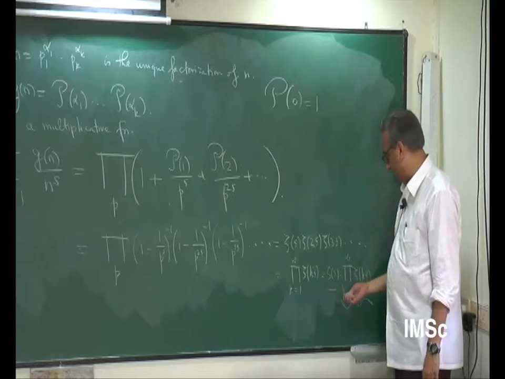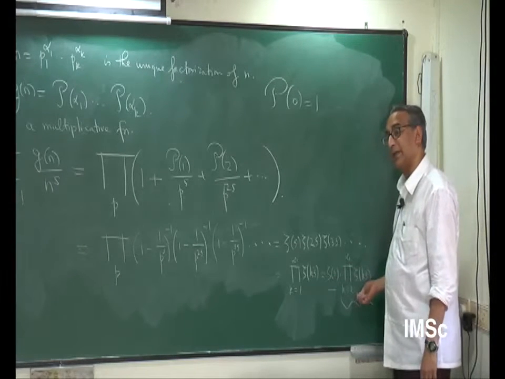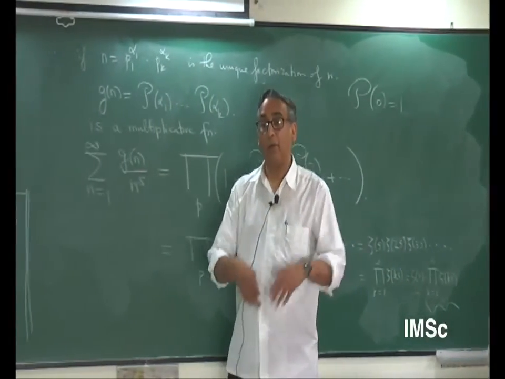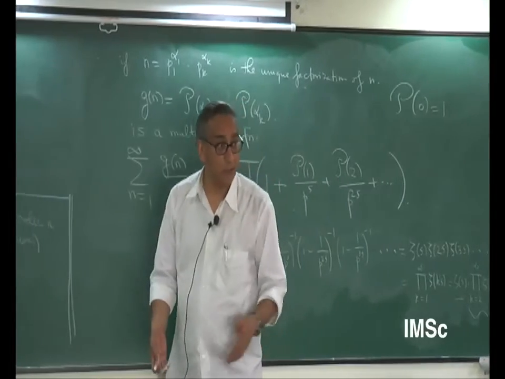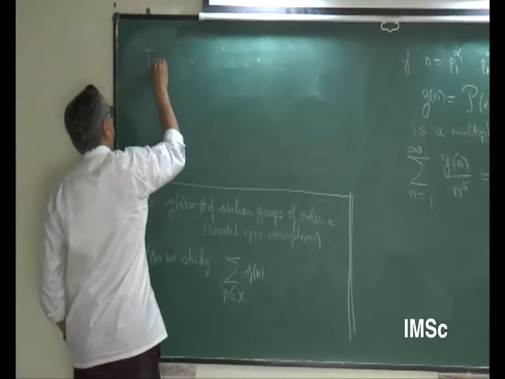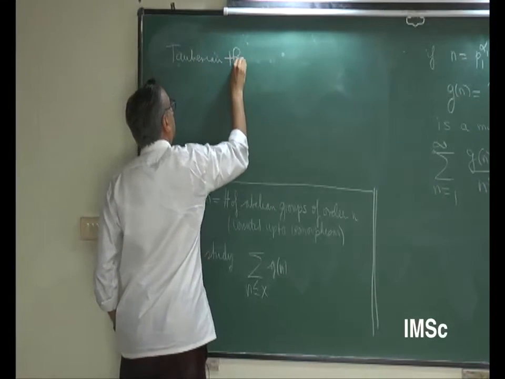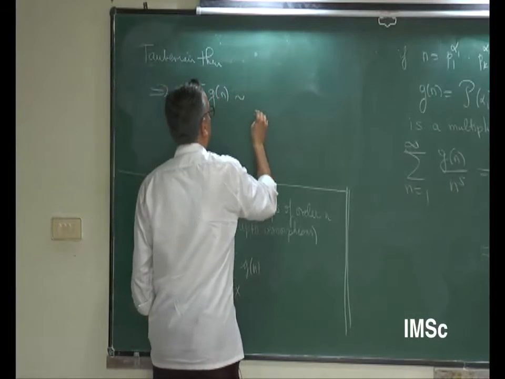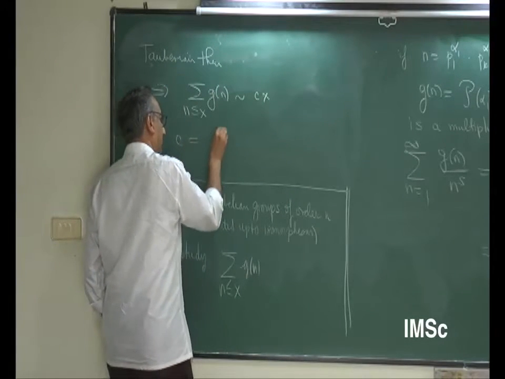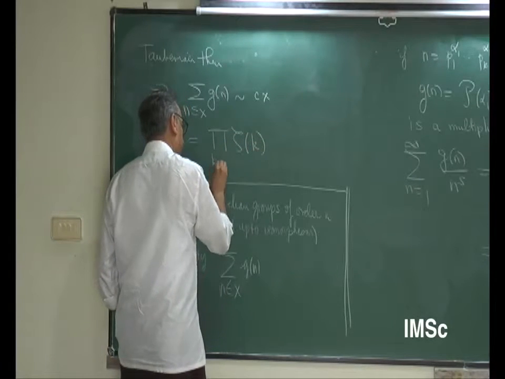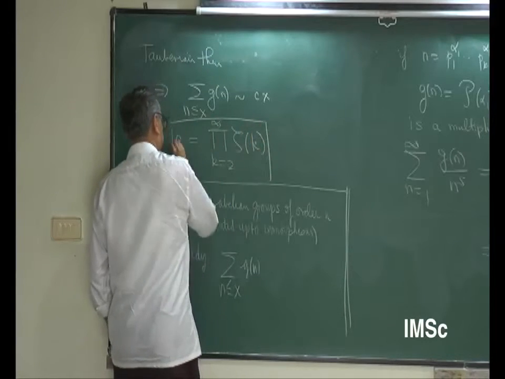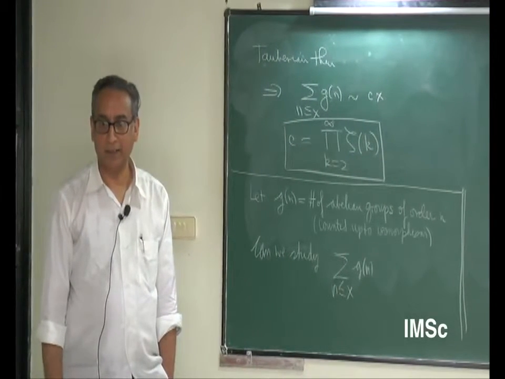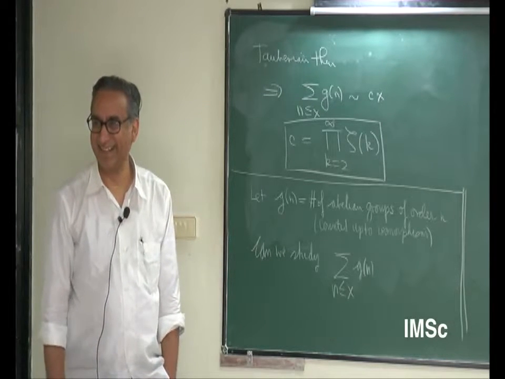So here we are. This guy's got a pole at s equals 1. This is analytic, and I know exactly what the residue is. It's the product of the Riemann zeta functions from k equals 2 to infinity. So without any work, I can now apply the Tauberian theorem. It implies that the summation over n less than x of g of n is asymptotic to c times x, where c is the product of the Riemann zeta functions from 2 to infinity. The average number of abelian groups of order n is the product of the zeta functions. It's the average number.